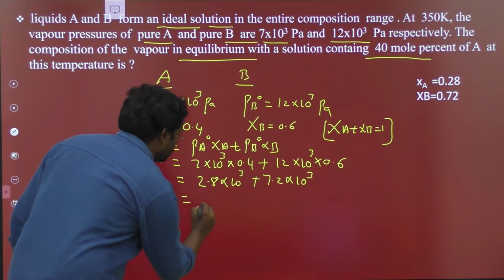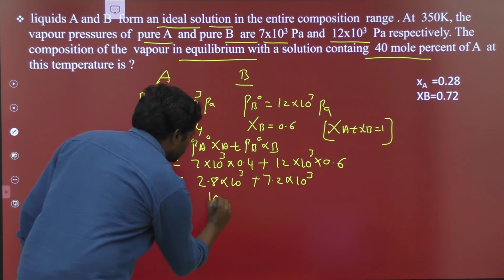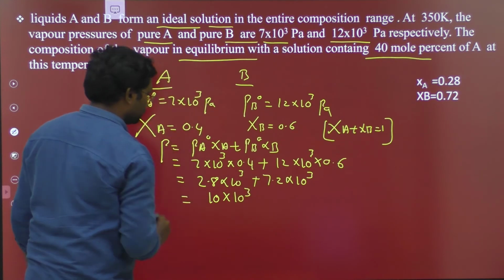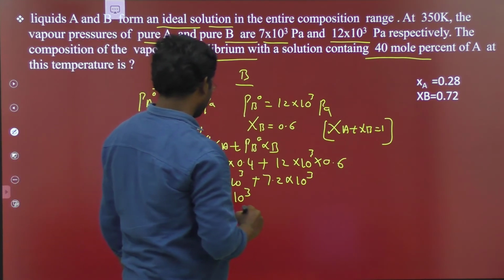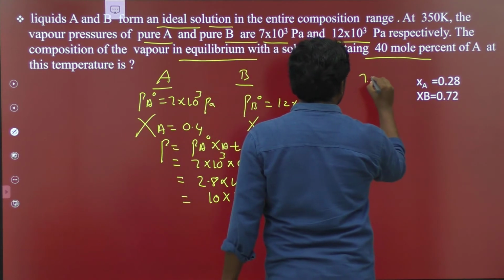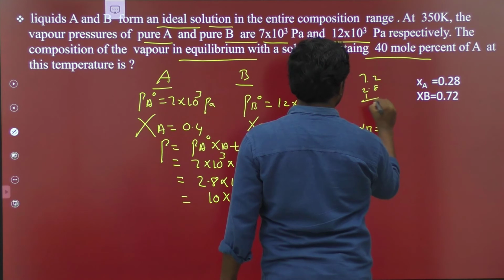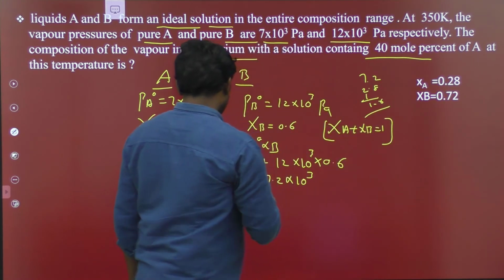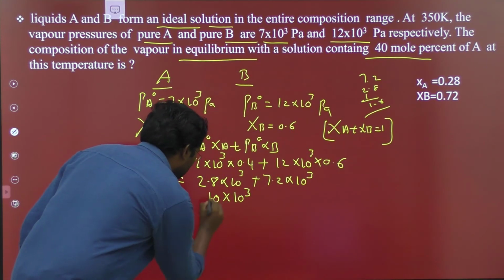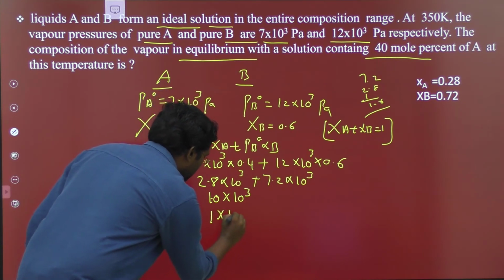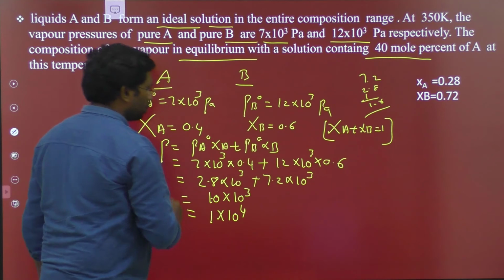This is equal to 10 into 10 power 3. Okay, 7.2, 2.8, 1.0, that means 1 into 10 power 3. This is equal to, we have to write 1 into 10 power 4, total pressure P.